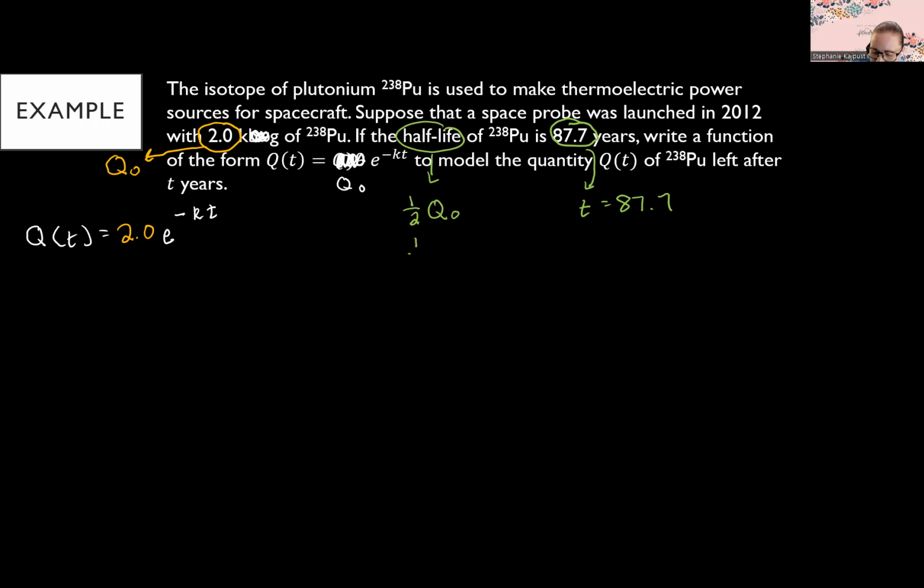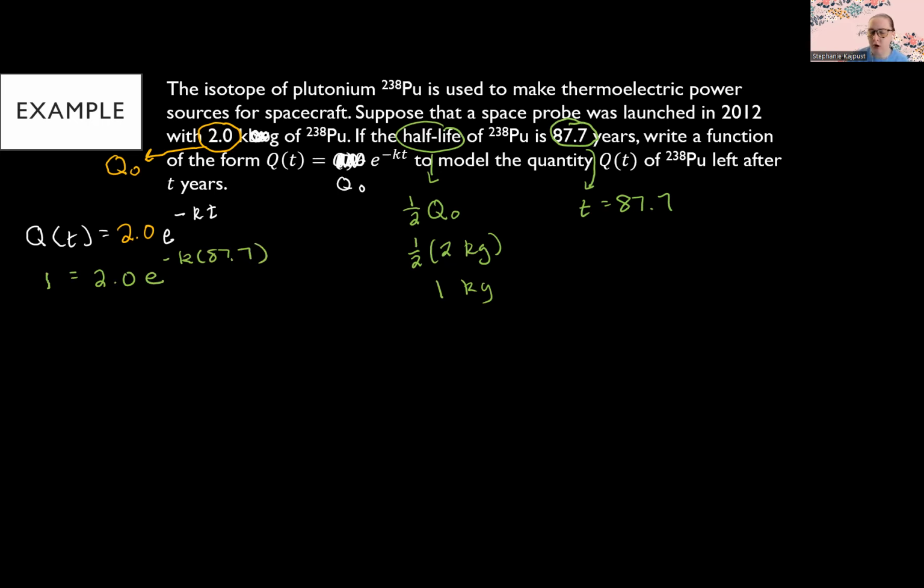So that means we have 1/2 of 2 kilograms, or we basically have 1 kilogram. So this gives us a value to plug in for Q. So we have 1 kilogram after 87.7 years. So that half-life is just saying half of whatever you started with. So this allows me to plug in numbers here so that we can solve for k.